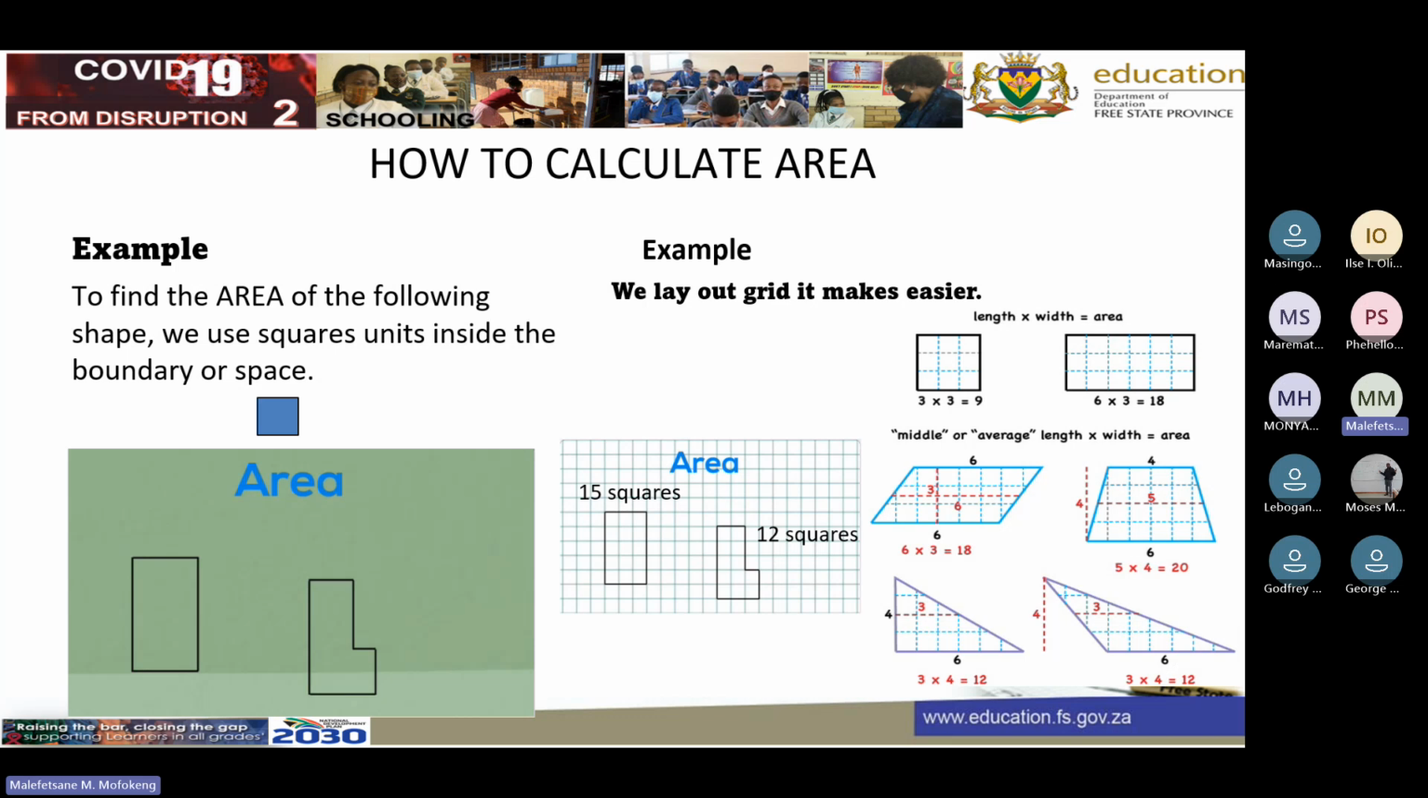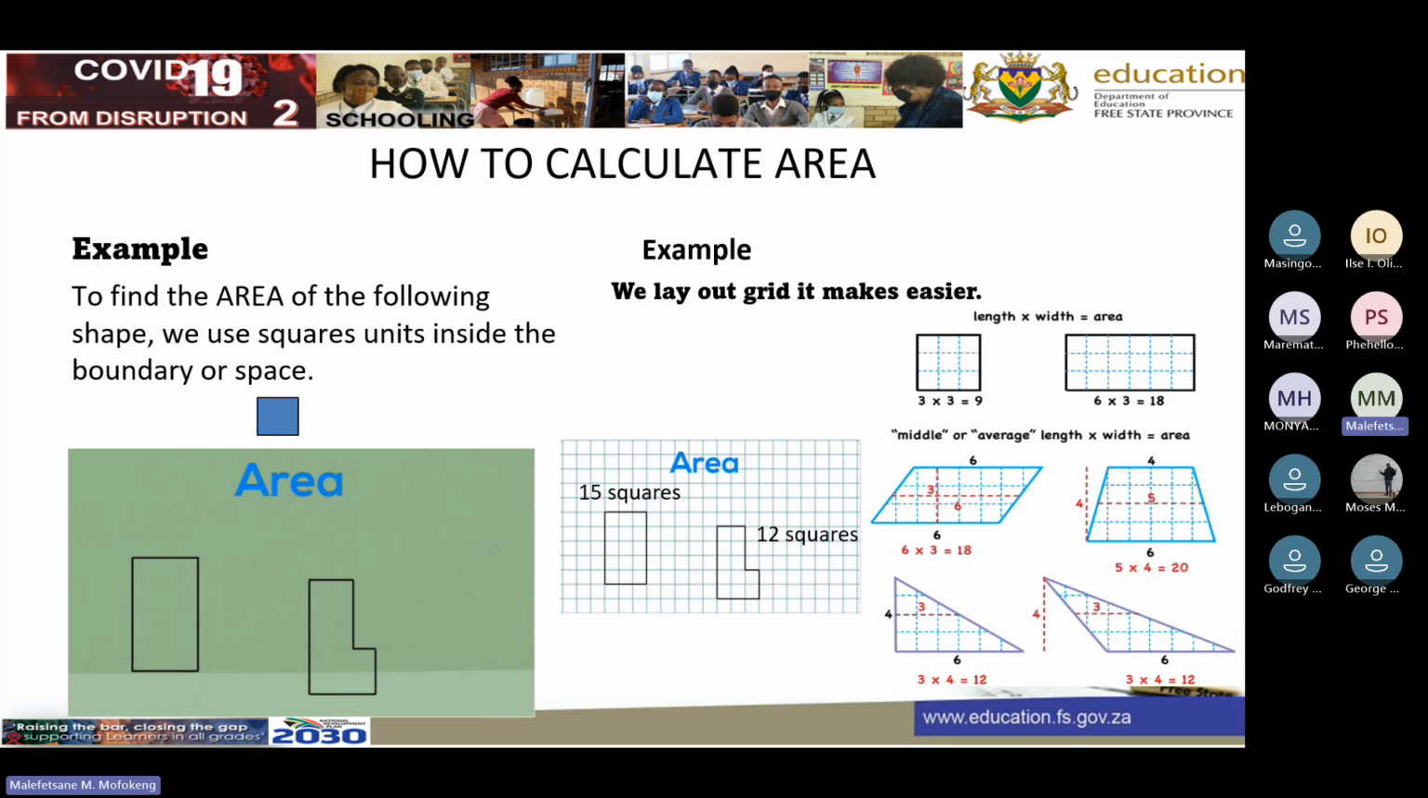You can see number one, where we have length by width, which is an area. It is 3 by 3, and then it is 9. The second rectangle is 6 by 3, which is 18. And then we have the parallelogram.